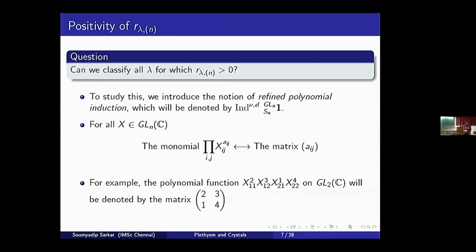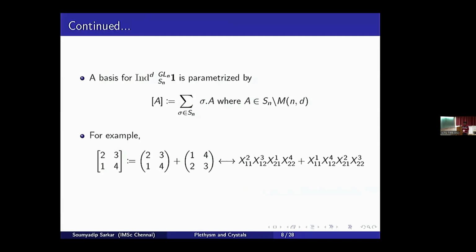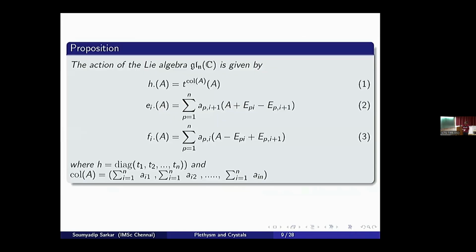So that is a basis for this. And exactly we will target this set to define the crystal structure. So that's what we are hoping for. Okay. So for example, I will denote the symmetrized version of 2314 by the square bracket 2314. So the square bracket 2314 just means 2314 plus 1423, where 2314, the matrix, just denotes the monomial x_ij to the power a_ij. Just a notation.